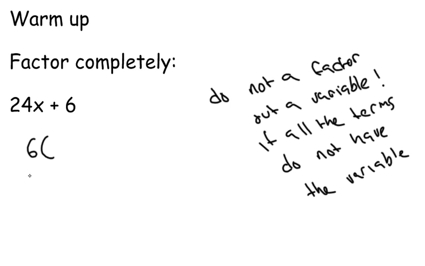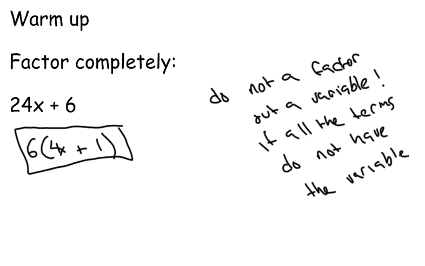All right, so now remember the steps of factoring. So we're just undoing the multiplication. 6 multiplied by what will give me 24x? Well, 6 times 4x will give me 24x. 6 times what will give me positive 6? 6 times positive 1. So this is our answer.